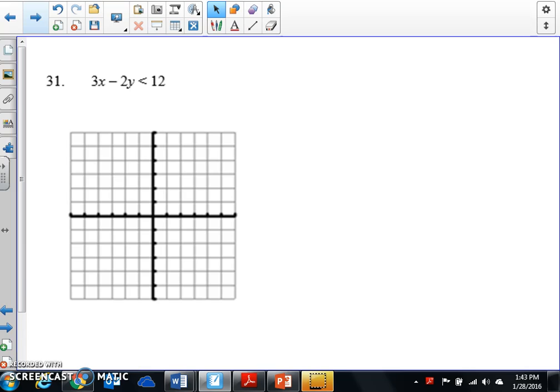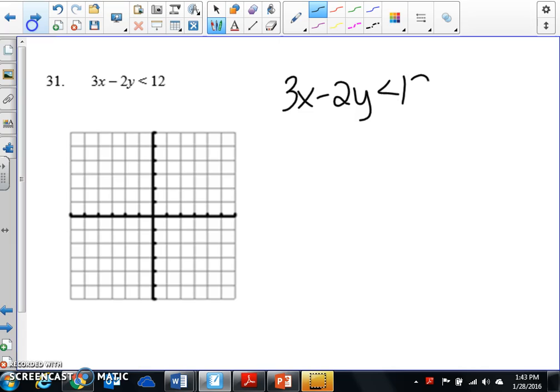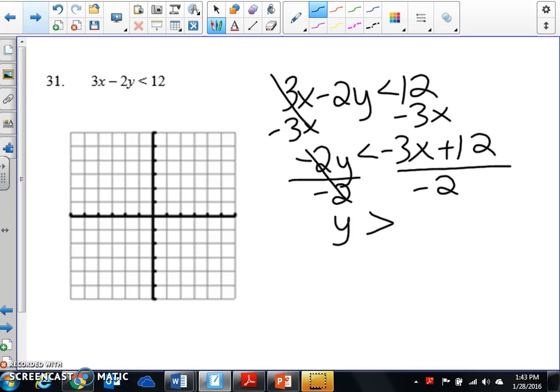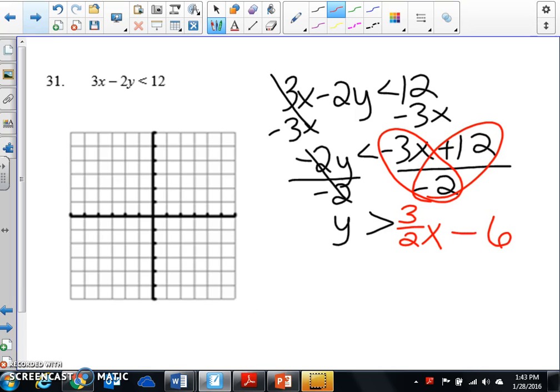All right, I have to convert it into y equals mx plus b. I start by subtracting 3x. Divide everything by negative 2. When I divide by a negative, I flip. Negative 3 divided by negative 2 is just 3 halves x. A positive 12 divided by a negative 2 is a negative 6.